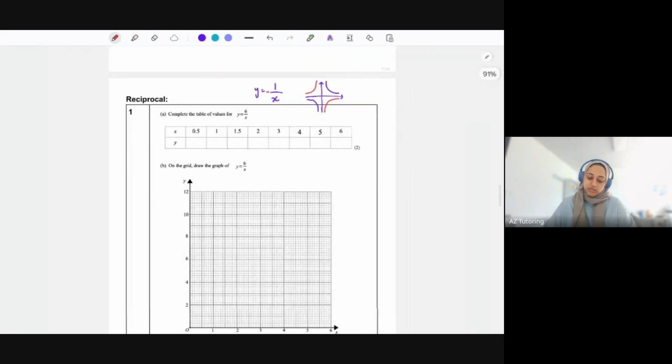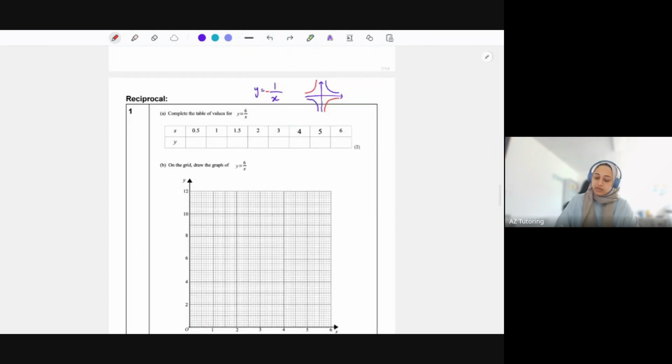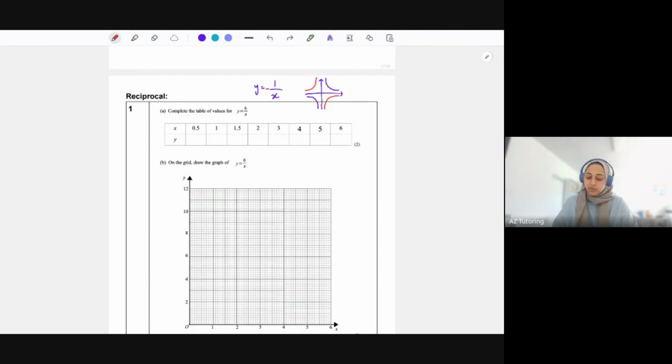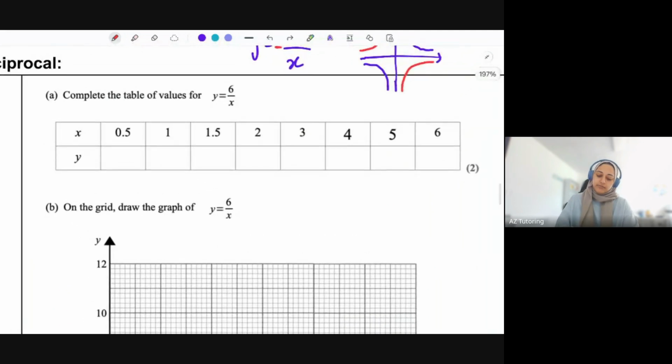So since we've only got the positive axes here, you can see they've not given us the negative axes here. So I am expecting something like this. So this part here of the graph. So let's see what we get. Let's substitute the values in. So we've got 6 over x, complete the values.